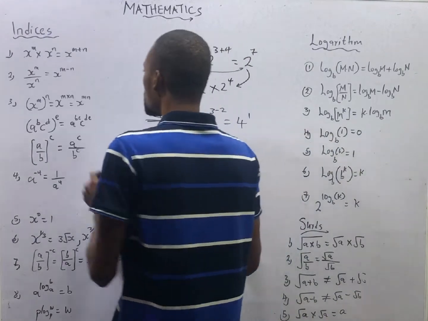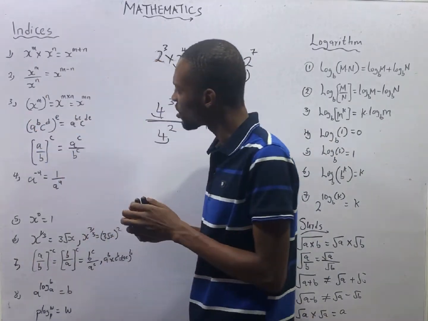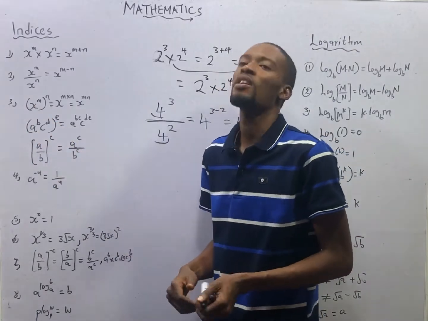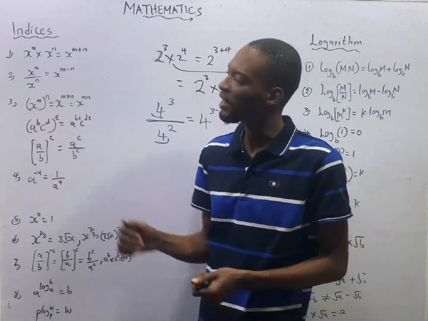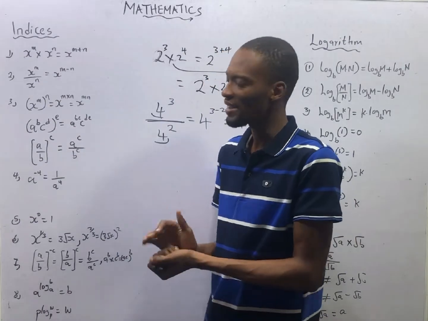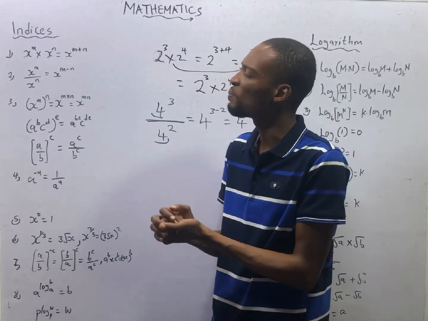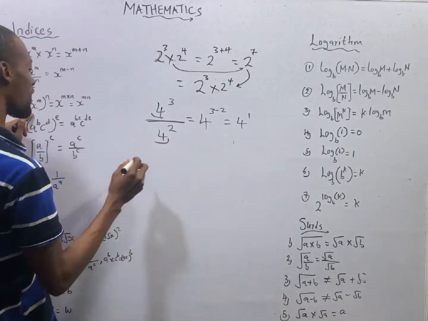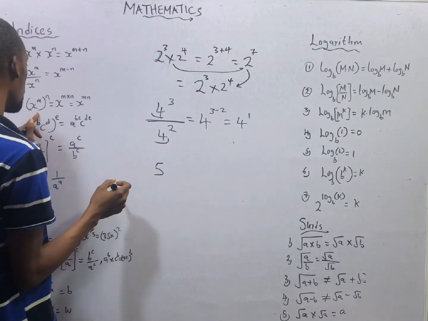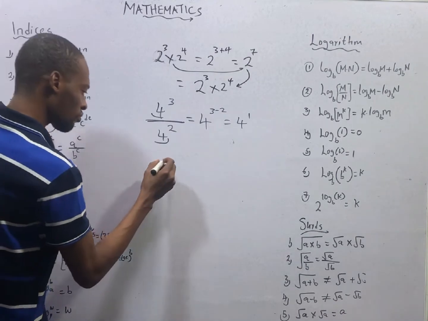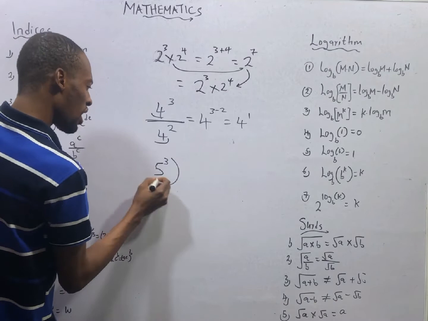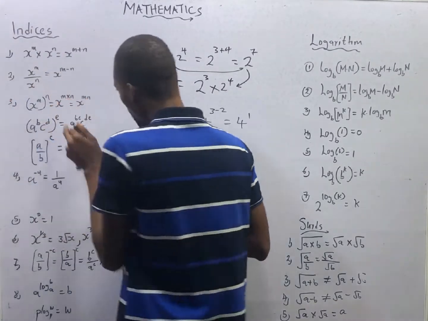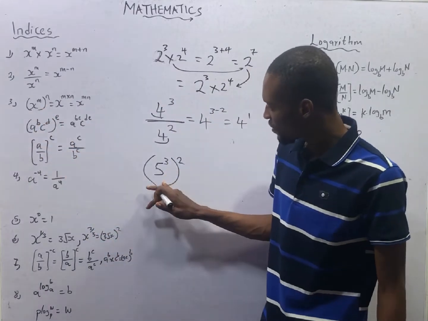Now, this is what law 3 is trying to tell us. It says that if you have one base, and that base is raised to the power of a number, and everything is in brackets, then that bracket is raised to the power of another number. Let's call S 5. If S is 5, and M, let's call M 3. If you have 5 to the power of 3, then you have the bracket like this. Then another number here, let's call it 2.